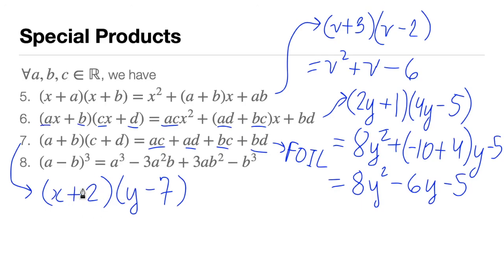First terms, x times y is xy. Outer terms, x times minus 7 is minus 7x. Inner terms, 2 times y is 2y. And last terms, 2 times minus 7 is minus 14. And that's our answer for number 7. For number 8, may I put it here?